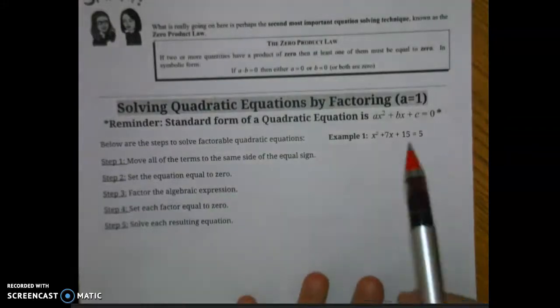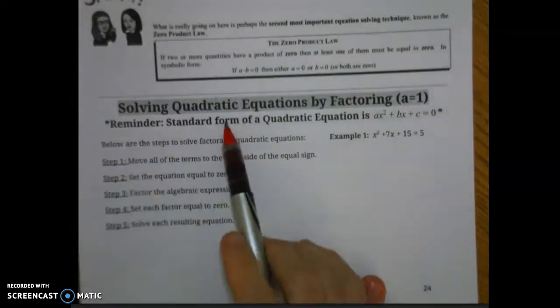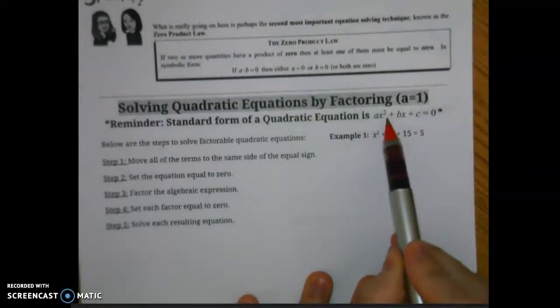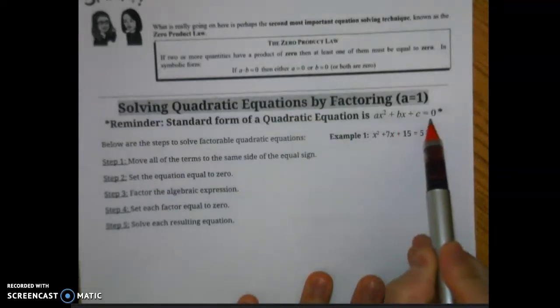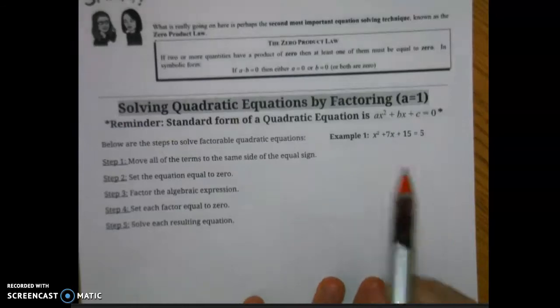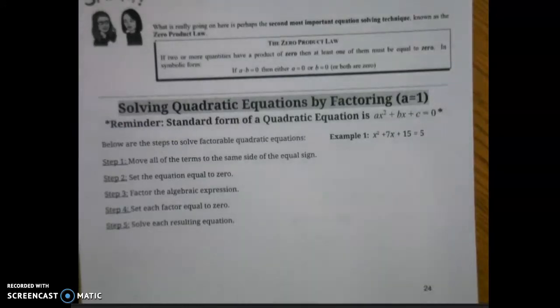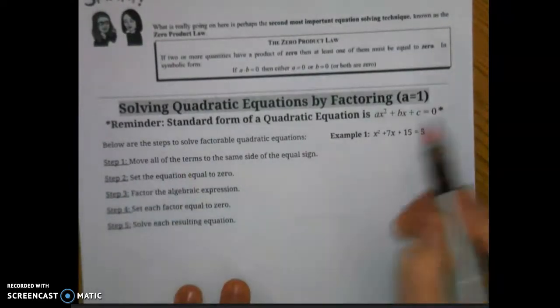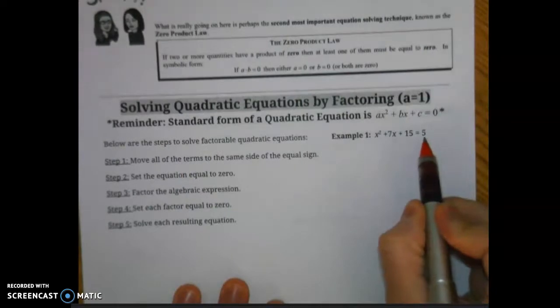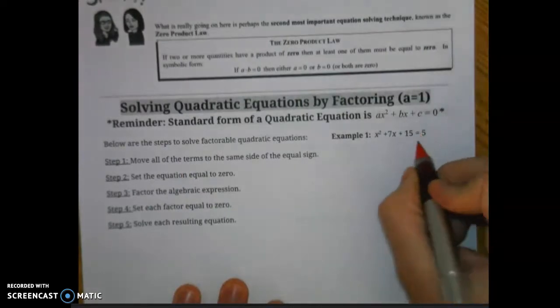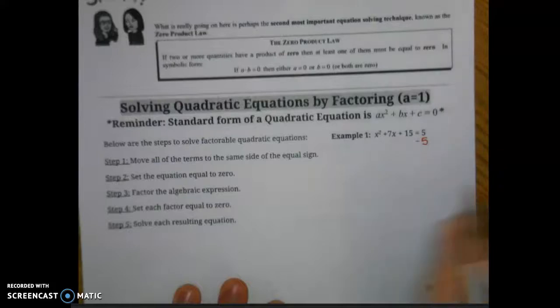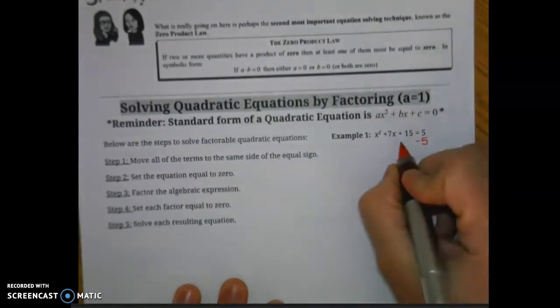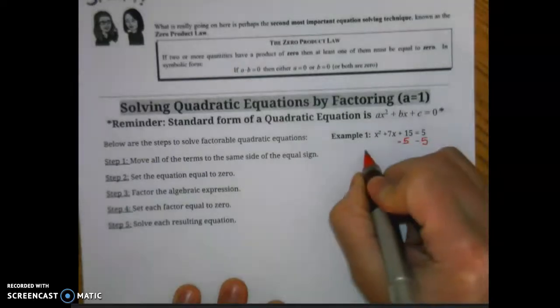Okay, so what we need to know is that standard form is ax squared plus bx plus c equals 0. So whenever we solve, if our equation is not in that form, we want to get it into that form first. So that's really our first step, to move all the terms to the same side of the equal sign. So here I just have this 5 on the right-hand side. I'm going to move it by subtracting it from this side. And then if I can subtract from any like terms over here, I will. Otherwise, it'll just go at the end. So I'm going to put it underneath the plus 15.